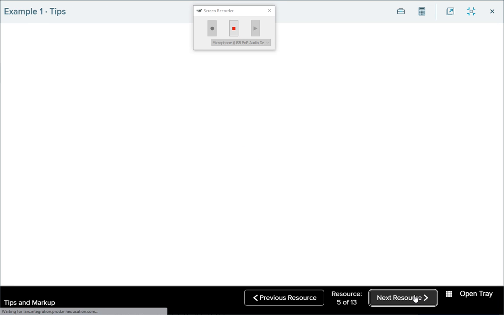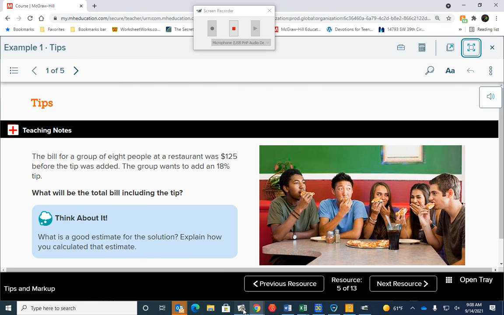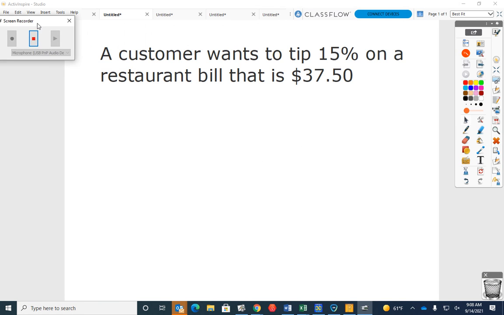All right, so let's look first at an example of a tip. A customer wants to tip 15% on a restaurant bill that is $37.50. Think back to yesterday. Is this similar to finding sales tax? Yes, it is. All we're going to do is take this percent, and what was the first thing we did with all those percents yesterday? Change them to a decimal. Can I change 15% to a decimal?